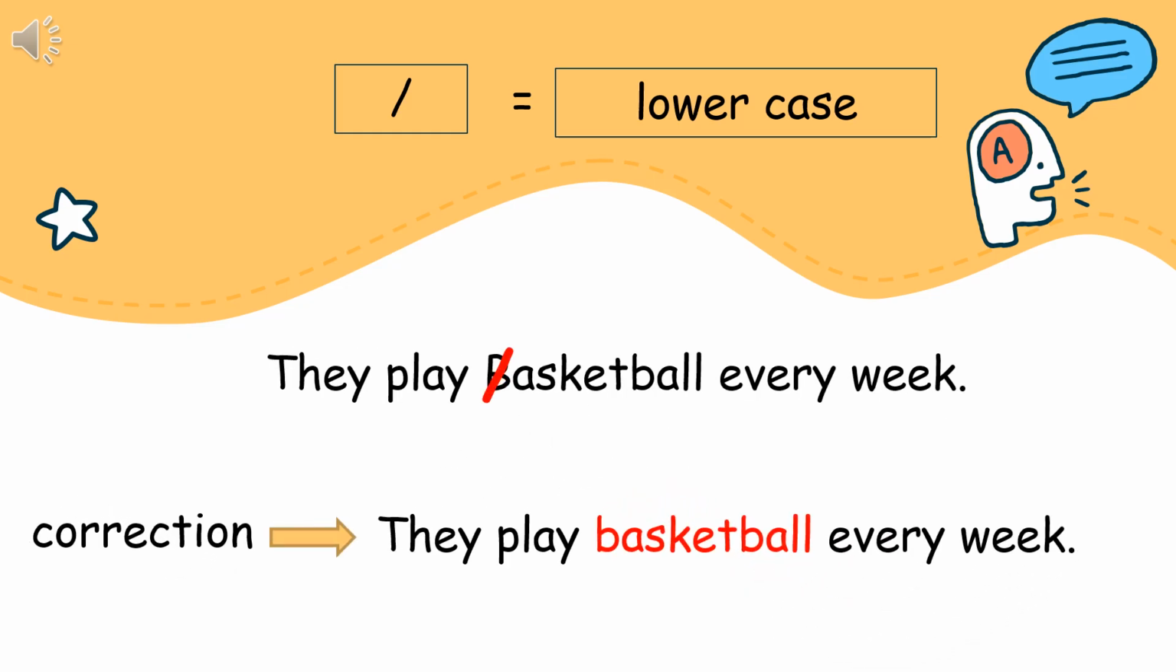Another proofreading symbol is the slash, which means lowercase. That is, you wrote the letter of this word in uppercase while it should be in lowercase. For example, in the following sentence, the word basketball is written in uppercase while it should be in lowercase, since it is a common noun and it is not at the beginning of the sentence. That's why there is the slash proofreading symbol above it. Therefore, it should be written correctly.